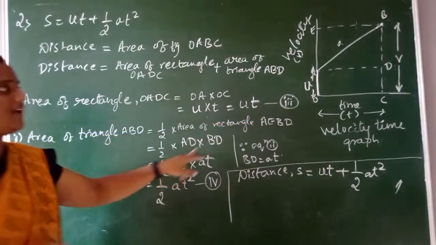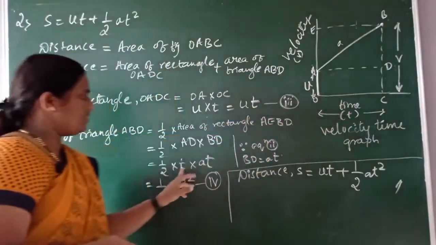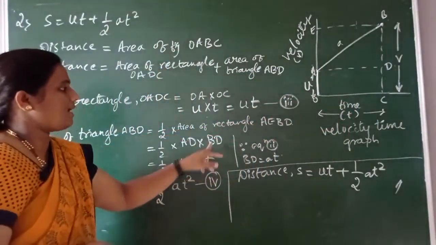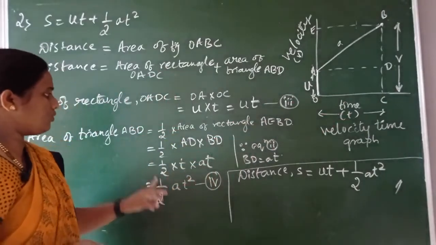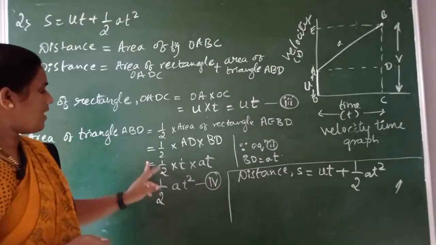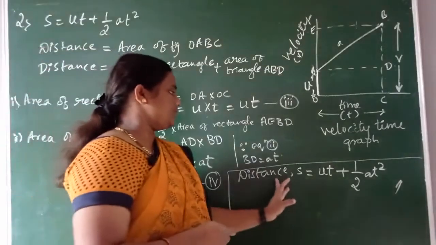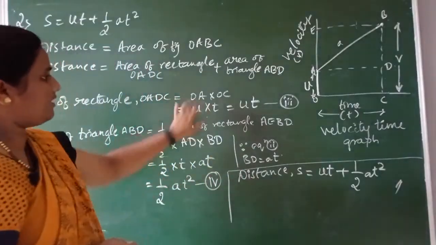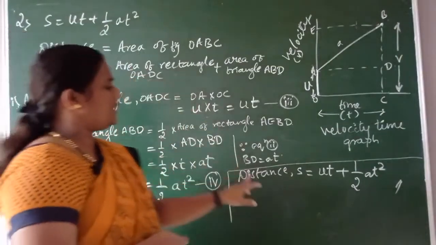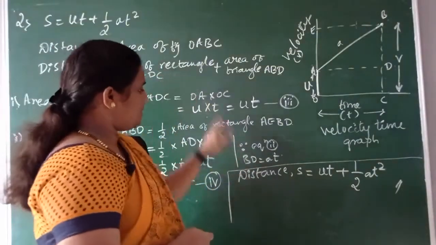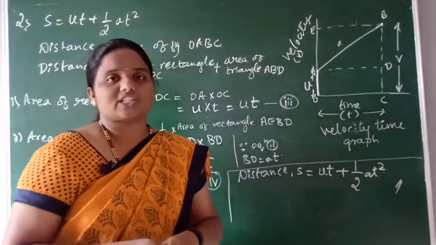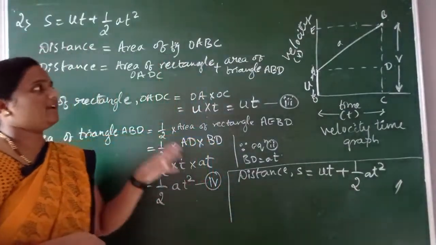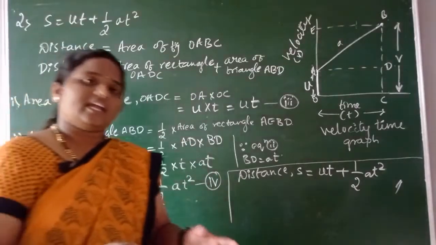AD is parallel to OC, so we will get T, and BD from equation 2 is AT. So the area of the triangle is half into AT square. When you substitute these two, the third and fourth, in this formula, you will get the distance S equals UT plus half AT square. Is it clear, children?